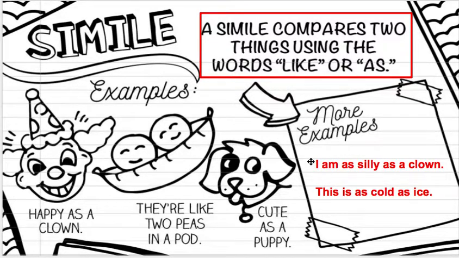And here I added my own examples. So I have, I am as silly as a clown. So I'm comparing myself to a clown by using the word as. And another example is, this is as cold as ice. So again, we're using as to compare 2 things.